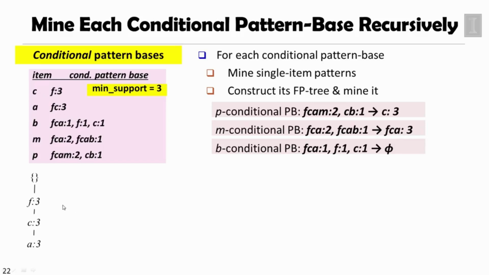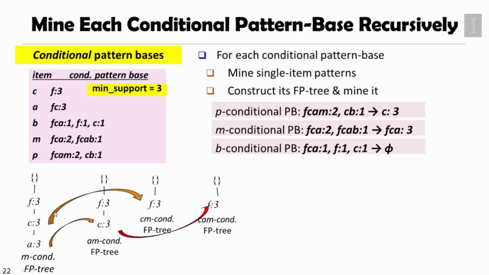But we just look at, in the recursive way, how we can mine this pattern base. For this pattern base, you probably can see, for A's conditional pattern base, you get FC3. And for C, you get F3. You can see that's the same thing.